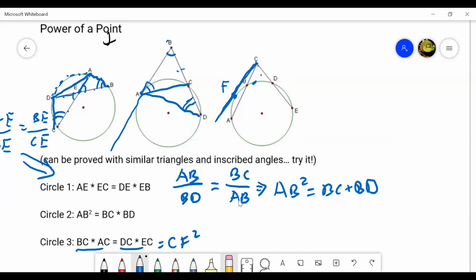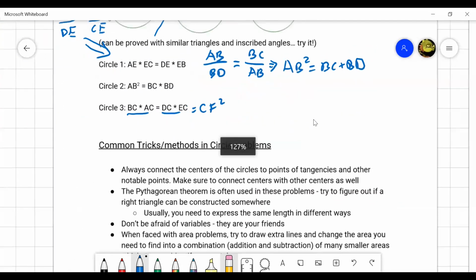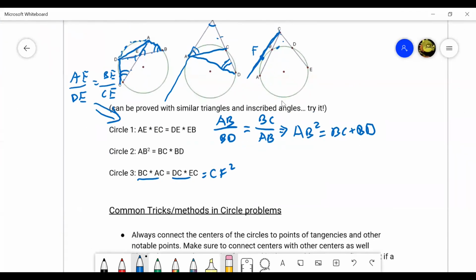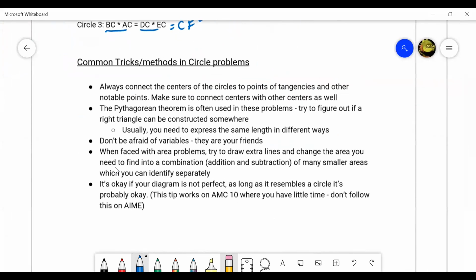I think that is the last of what I call the lecture, or just concepts. I like to end it off usually with some of my common tips and tricks when it comes to circles. The number one most important is you always connect the centers of the circles to important points in the diagram. This usually refers to tangency points, or vertices of shapes, stuff like that. And as you do more problems, you should be able to identify what points are important.